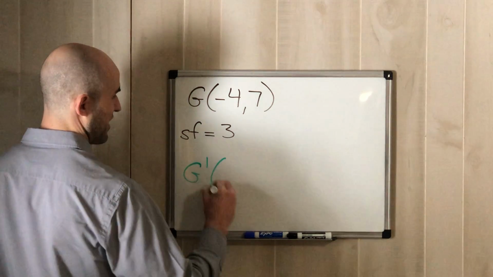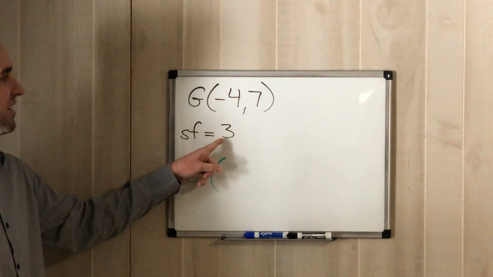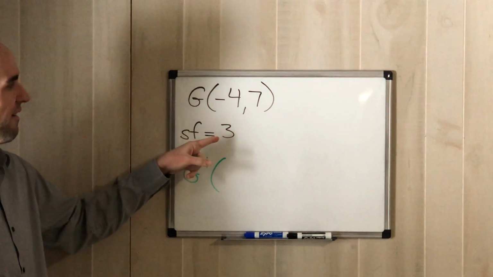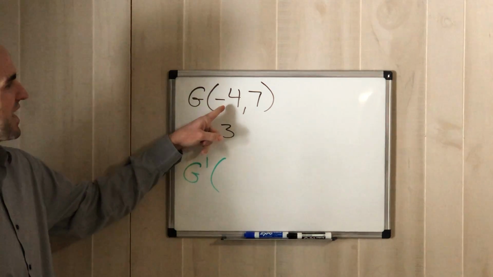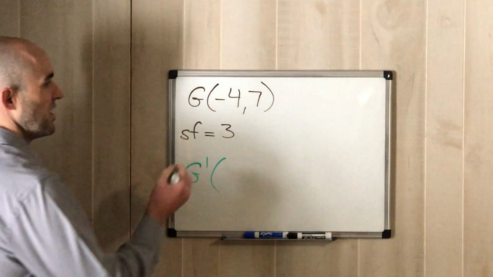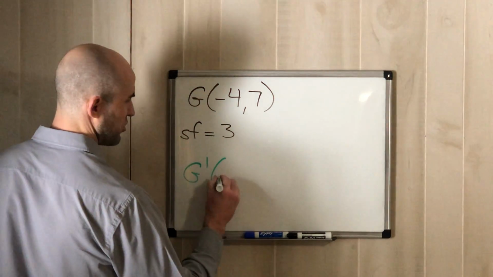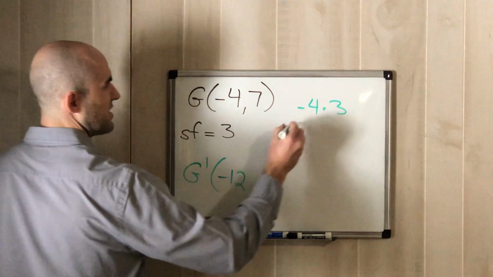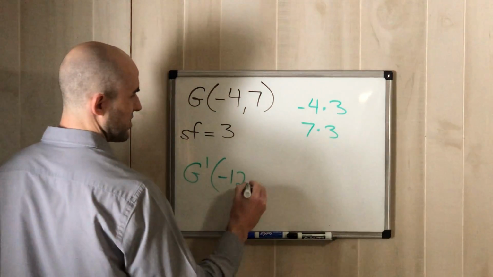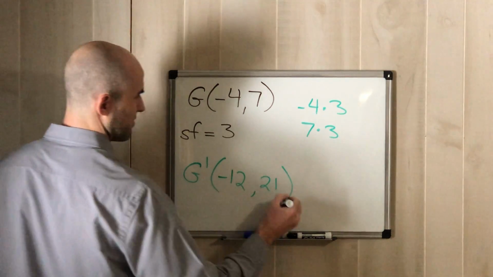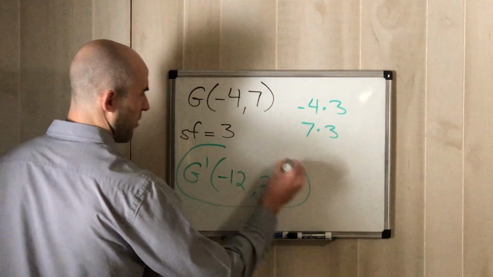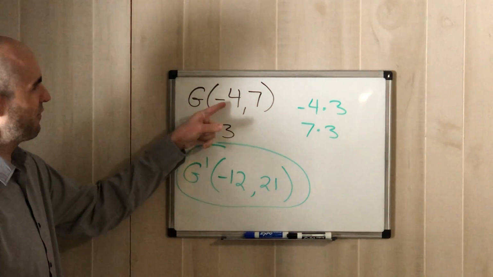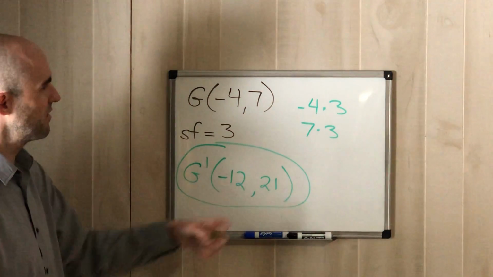In order to find G prime, since the scale factor is 3, it's getting bigger. It's bigger than 1. All we have to do is multiply. So we take the x and the y, multiplying by 3. We're going to do -4 times 3, which is -12. And then 7 times 3 gives us 21. That's all it would be, guys. Whenever you want to calculate the images, you just multiply by the scale factor. So -4 times 3 was -12, and 7 times 3, 21.